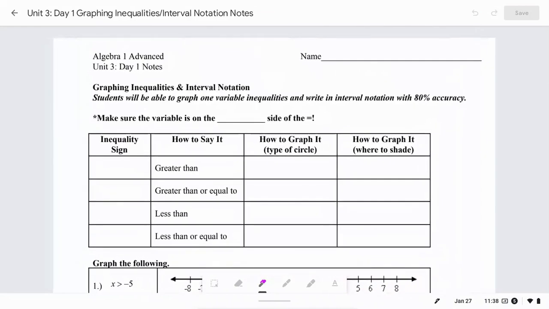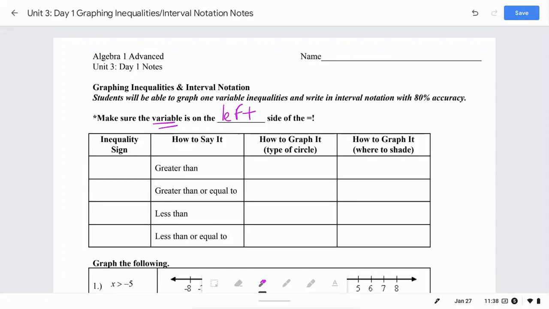In this video, we will be learning about some of the basics for graphing inequalities and also how to write interval notation. Make sure that for any inequality problem that the variable is always on the left-hand side of the equals or the inequality symbol, just like we're normally used to writing it. But this will all make sense as long as the variable is on the left-hand side.